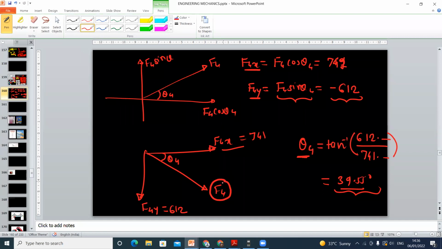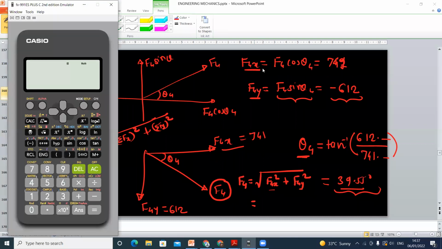So to calculate this force F4, you can use this formula: square root of F4x square plus F4y square. It is the same formula that we use to find the resultant. Only in the case of resultant, your formula will be R is equal to square root of summation Fx square plus summation Fy square. And to find this force F4, we have to consider the x component and y component.